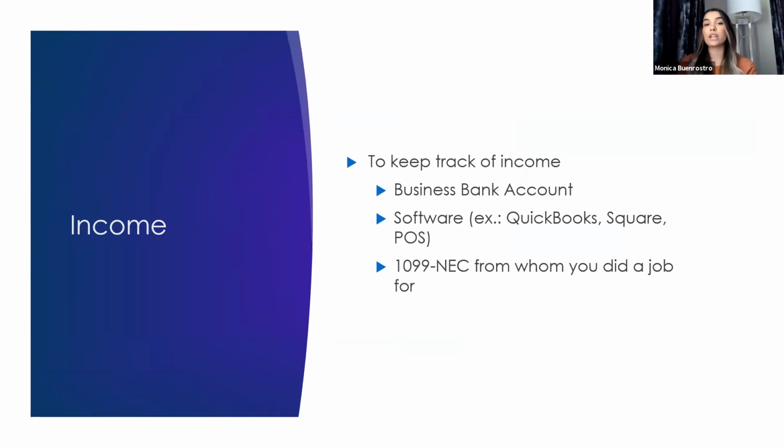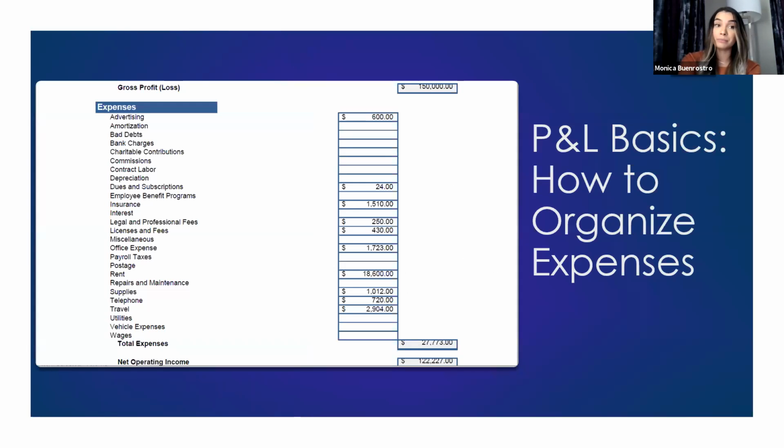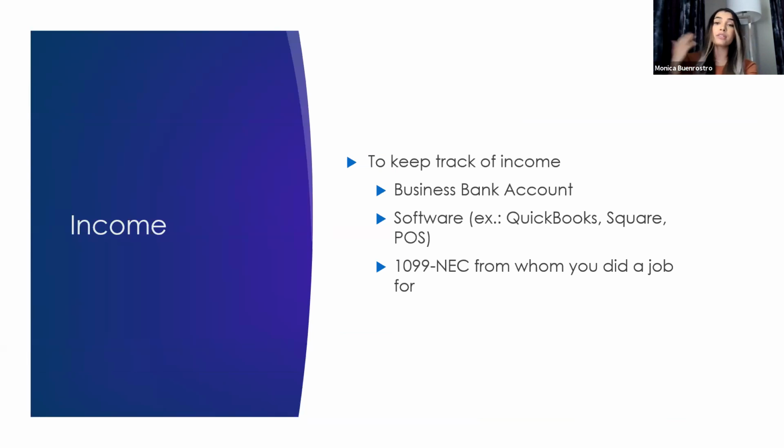Now, what are some ways you can keep track of income? I really recommend for you to open a business account. It's very easy to open, and typically your income goes directly on there. You can see in your statements how much money is coming in, but also, of course, transfer that information onto a spreadsheet or something like what I just showed you, the profit and loss statement, where you're just keeping track of everything.